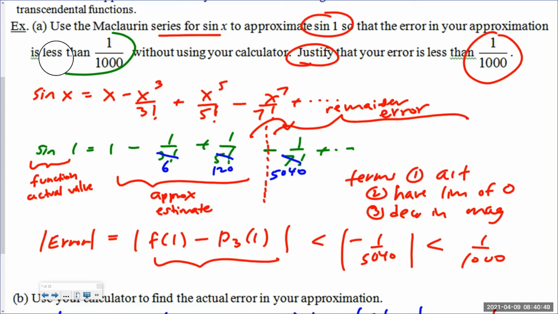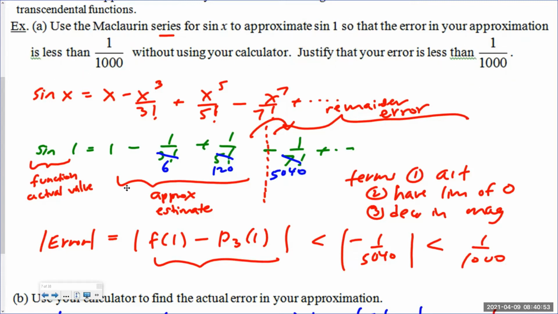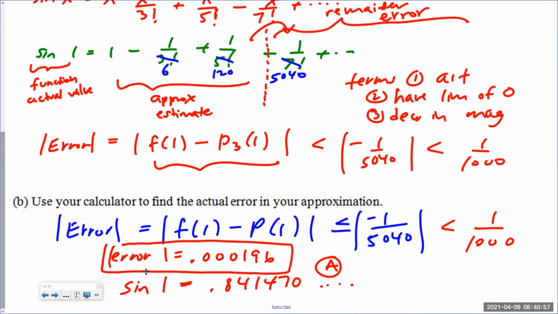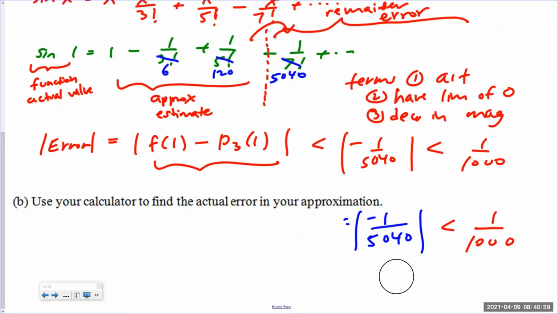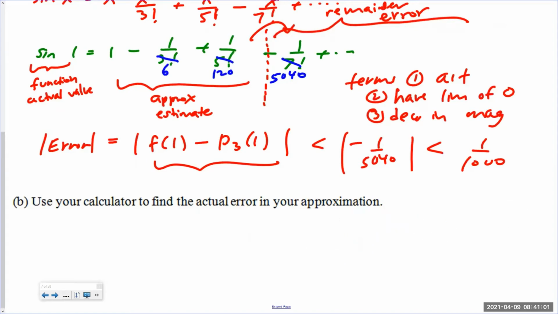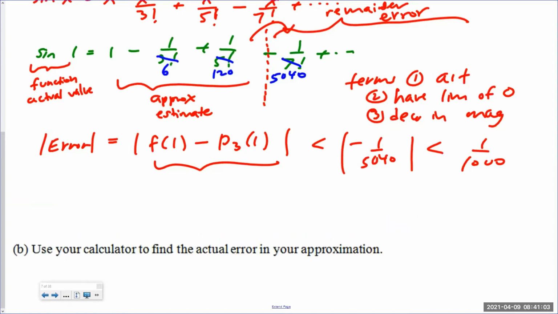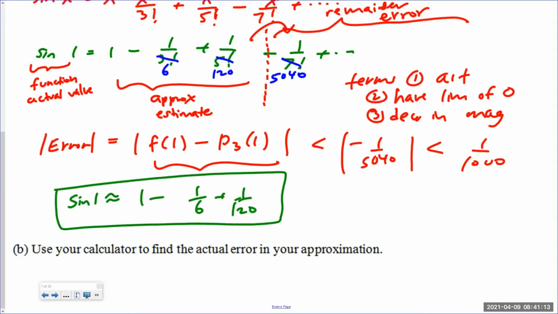So it says, what is the approximation for sine 1? The approximation for sine 1 is these 3 terms here. So let me just write it to make sure you understand. Part A, sine 1 is approximately equal to 1 minus 1 over 6 plus 1 over 120. Okay, is everybody good with that? So I've done everything I needed to do here.